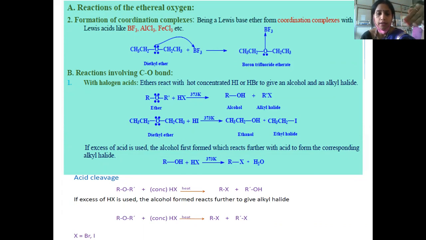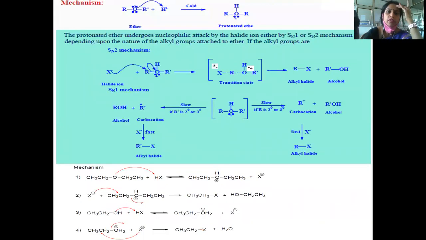The same reaction is given at the bottom also. If we see the mechanism, this reaction occurs in the presence of cold. So there is a protonated ether, which is formed as a transition state, and finally we get the alkyl halide and alcohol. There could be two possibilities depending upon the nature of the alkyl group: SN1 mechanism or SN2 mechanism. When there is SN2 mechanism, there is backside attack and we get an alkyl halide and an alcohol with involvement of a transition state.